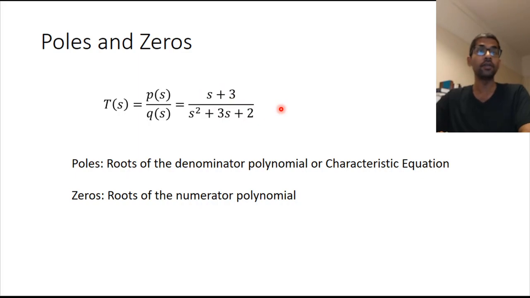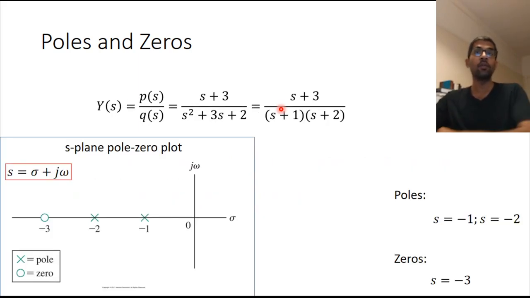For any transfer function, by taking the roots of the denominator polynomial and the roots of the numerator polynomial, you should be able to get the poles and the zeros of that particular transfer function. For example here, the denominator can be factorized into these two terms, and so we can see that the poles are at s equal to minus 1 and s equal to minus 2, and the zero is at s equal to minus 3.